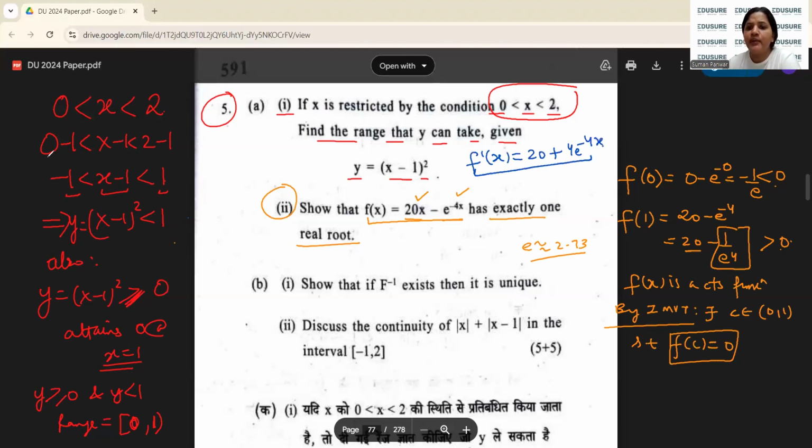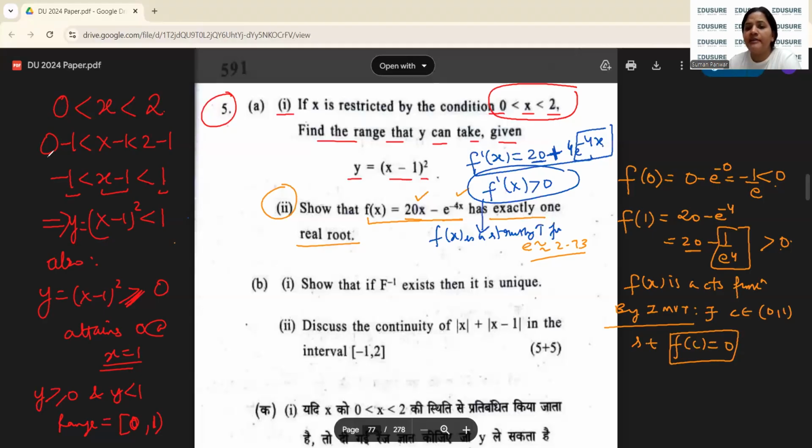Now you can see that 20 is a positive number. There is a plus sign. 4 is a positive number. And the exponential function is always taking positive values. So the derivative is always greater than 0. What does it mean? It means that f(x) is a strictly increasing function.